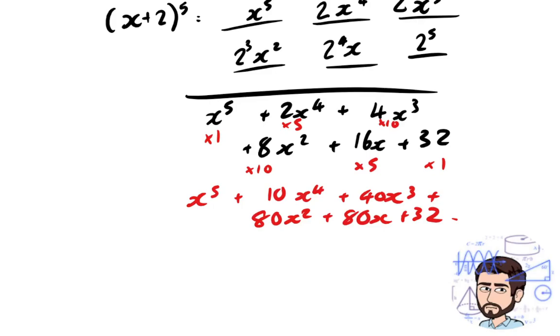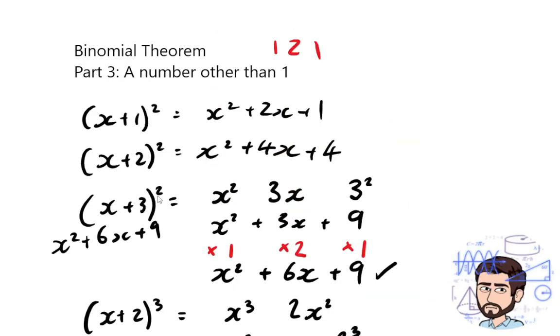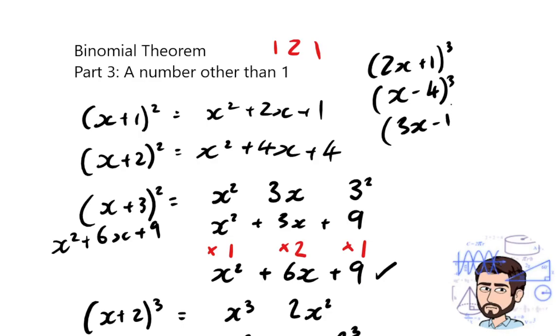Okay, I'm going to leave it there for this part. Hopefully that clarified this. So in this part we looked at what happens when it's a number other than 1. So I'm talking a number greater than 1 in the brackets. In the future parts, we're going to look at what happens if it's something like 2x plus 1 to the power 3. Or what happens if it's x minus 4 to the power 3. Or what happens if it's 3x minus 1 to the power 5? We're going to have a look at all those examples.